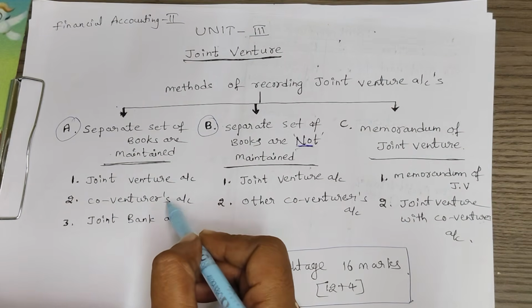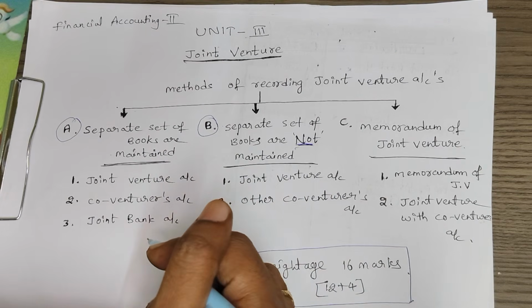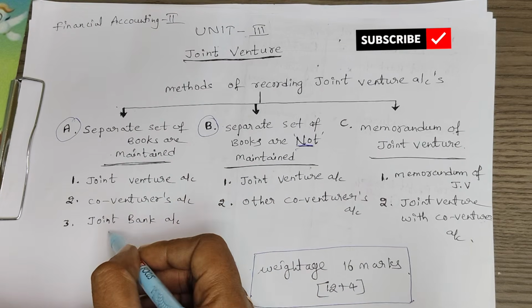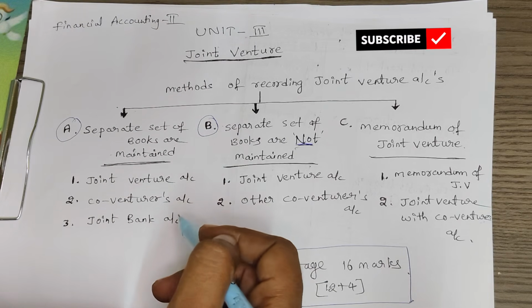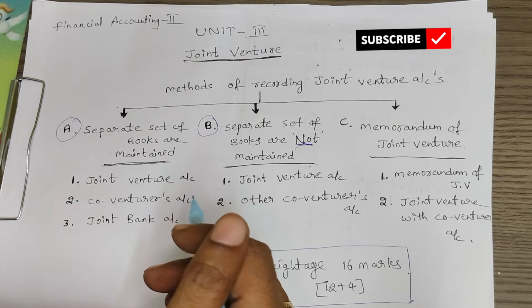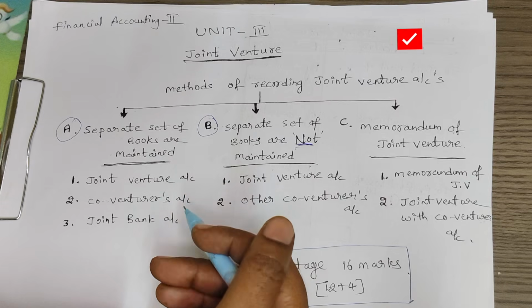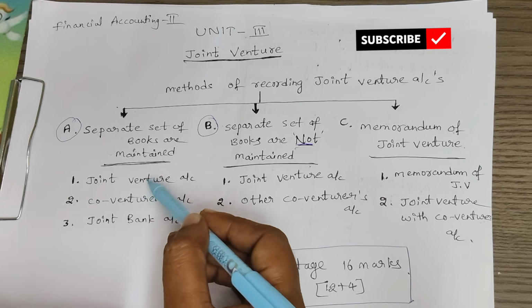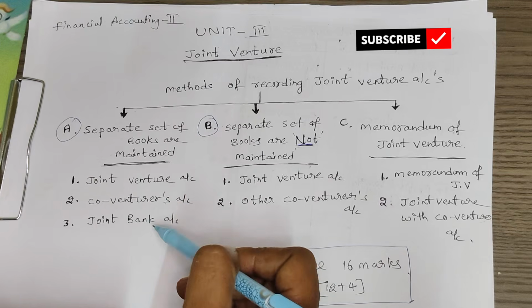And second one is co-venturers account. Co-venturers account is similar to partners capital account. And third one, joint bank account. In this joint bank account, we have receipts and payments. It looks like a cash book. All deposits into bank are debited. All withdrawals are credited to joint bank account. So here we are maintaining 3 accounts: joint venture account, co-venturers account, joint bank account.